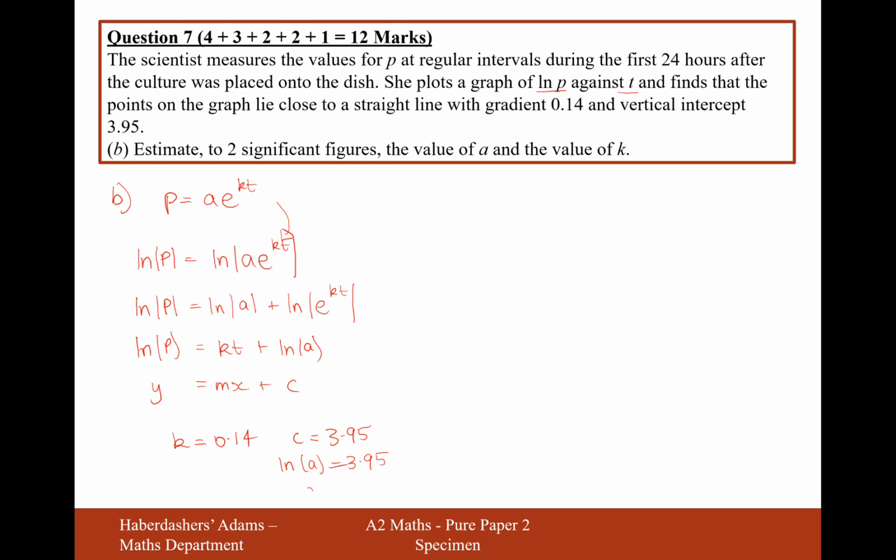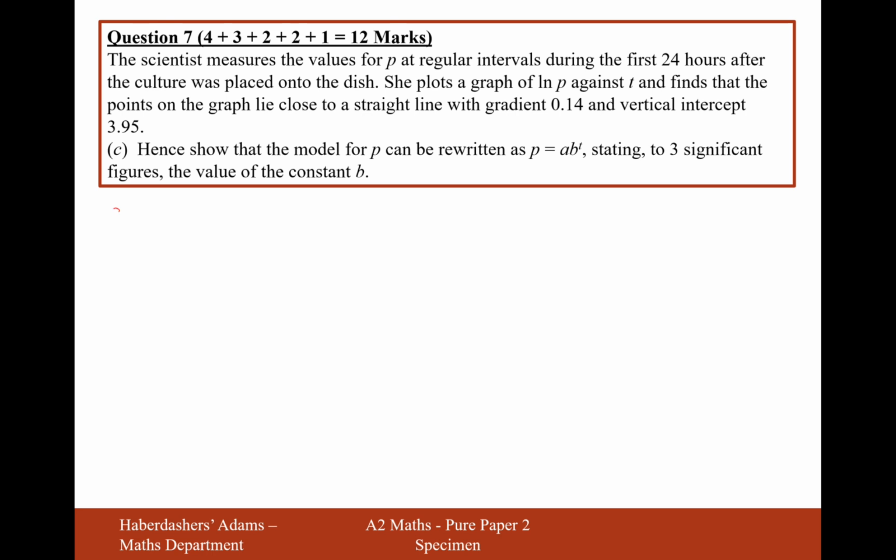So how do I work out what a is? Well, I now need to do e to the 3.95, so let's grab my calculator, e to the power of 3.95 gives us 52 to two significant figures in this case. So 52 as the answer for A, and 0.14 as the value for K.